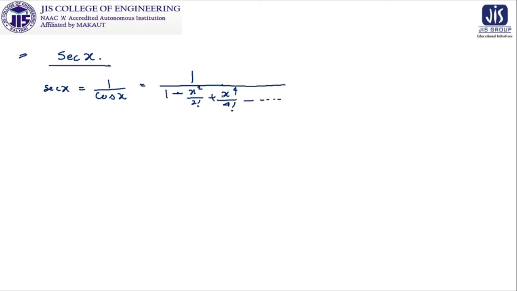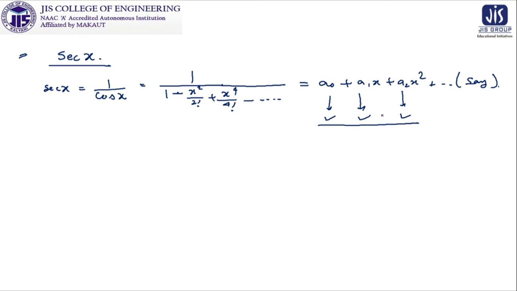We are assuming that it is nothing but a power series of the standard form a0 plus a1 x plus a2 x square plus dot dot dot. So our job is to find the values of a0, a1, a2 and so on, and this is nothing but the method of undetermined coefficients. They are now undetermined. If I can determine them, then automatically we can find the expansion of the desired form.